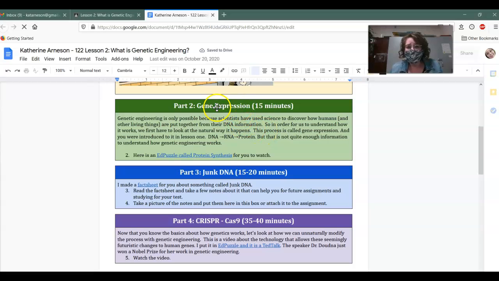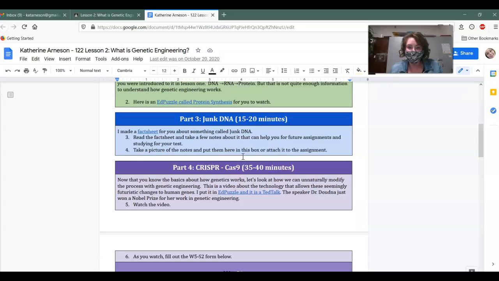Okay, so for gene expression, this is one of the most important parts of all biology. Gene expression basically tells you how your DNA gets turned into you as a person. Because remember, DNA is a molecule found in the nucleus of your cells for most of the time, but you are made of proteins. So how do we get from point A to point B, or from information into an actual functioning body? That process is called gene expression. So there's an Edpuzzle video with protein synthesis for you to watch, and the questions are already on there. You can just answer them as you go.